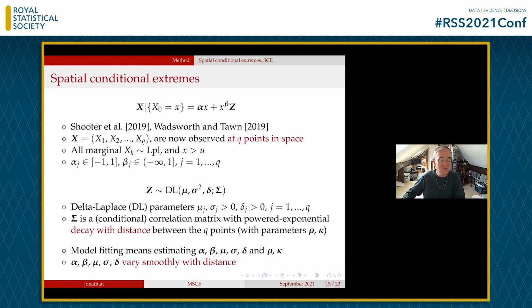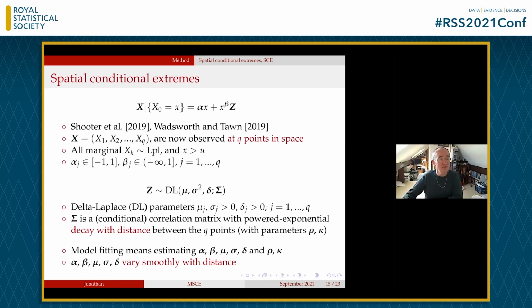There are various reasons why we've chosen the delta Laplace and why we've chosen the power exponential decay with distance for the correlation matrix psi. And again, that's explained a bit more in the paper. Model fitting means basically estimating these distance parameters and also estimating the correlation parameters. So that's spatial conditional extremes.